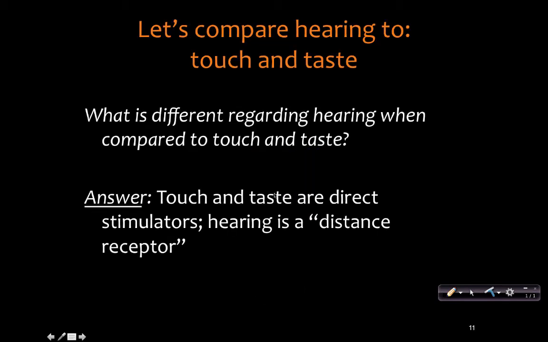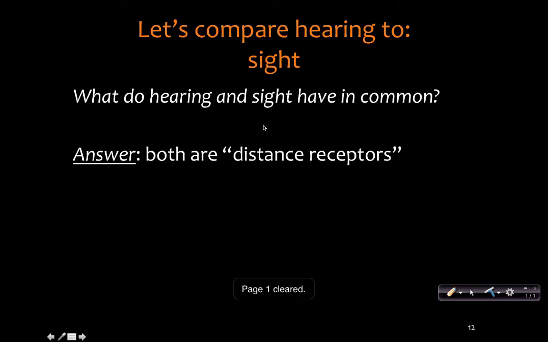If we compare hearing to touch and taste, and just ask the question, what's different regarding hearing when compared to touch and taste? The answer is that touch and taste are direct receptors, whereas hearing is a distance receptor. What do hearing and sight have in common? Well, in this case, both are distance receptors. There are obviously distinctions between hearing and sight, and in fact, we always think about how they work together. But what they have in common is that they both allow us to perceive a stimulus that's happening away from our bodies. Think about this from a security point of view.